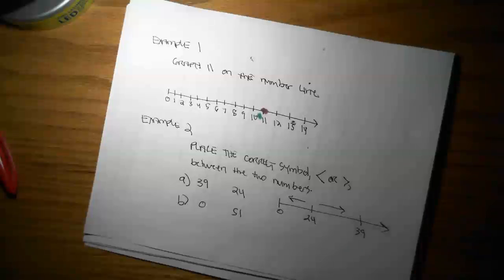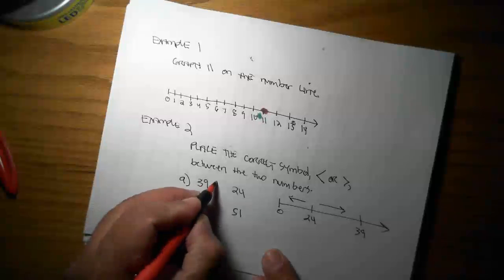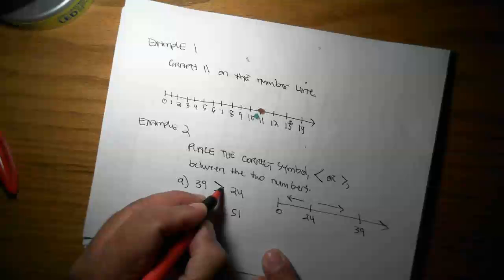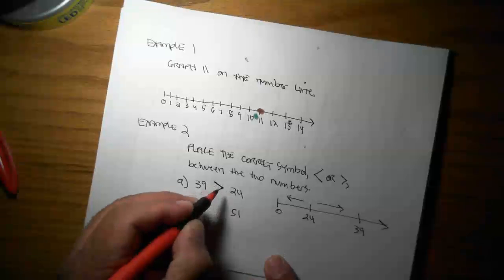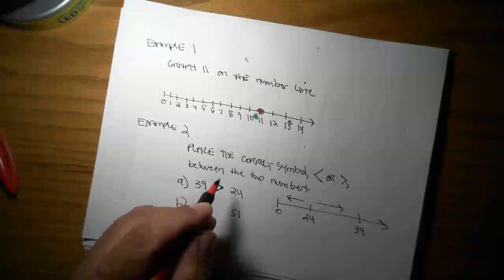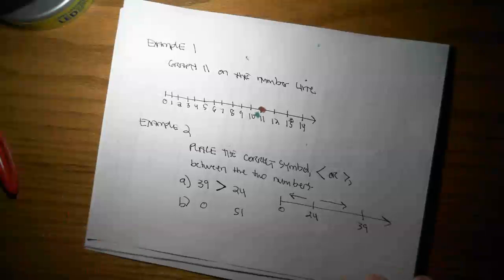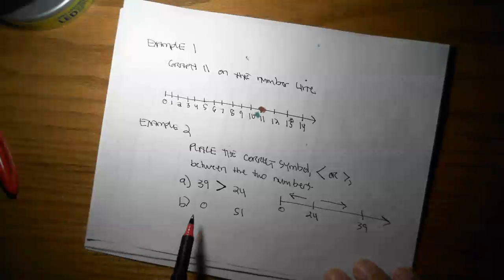So we know that when a number is to the right of a given number, it's greater than. So we're going to go ahead and use the arrowhead that's pointing toward the right, because we know that anything that's to the right of a given number is greater than that number, right? Okay, let's continue. So here we have problem B.